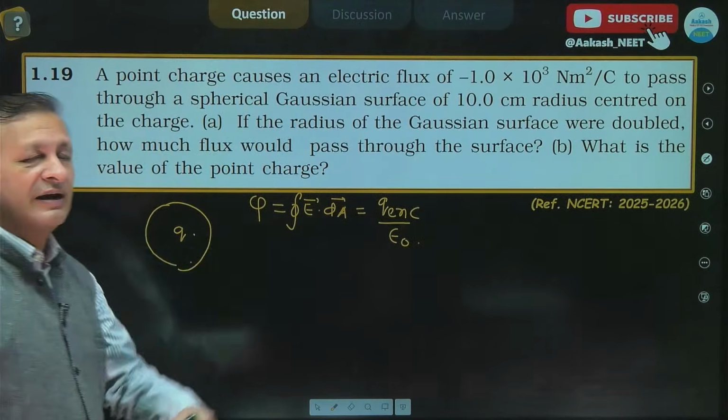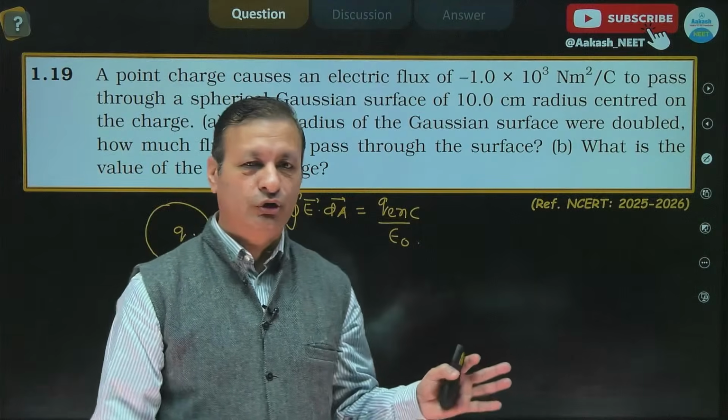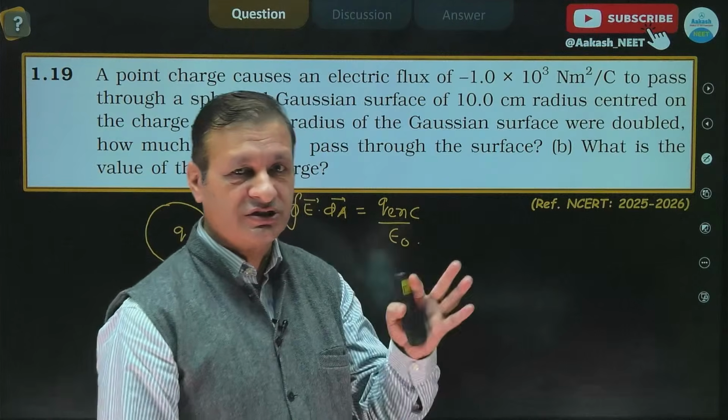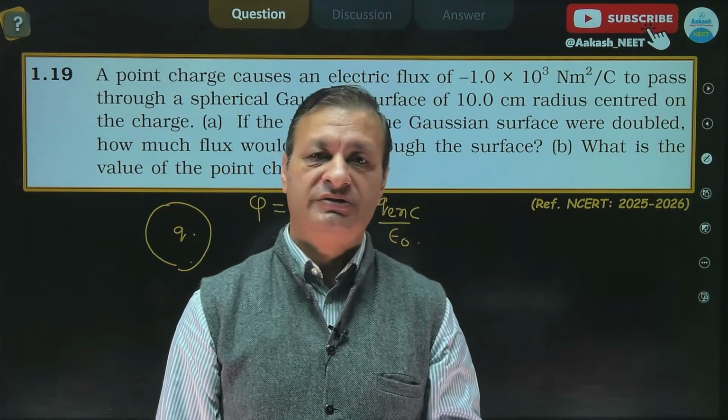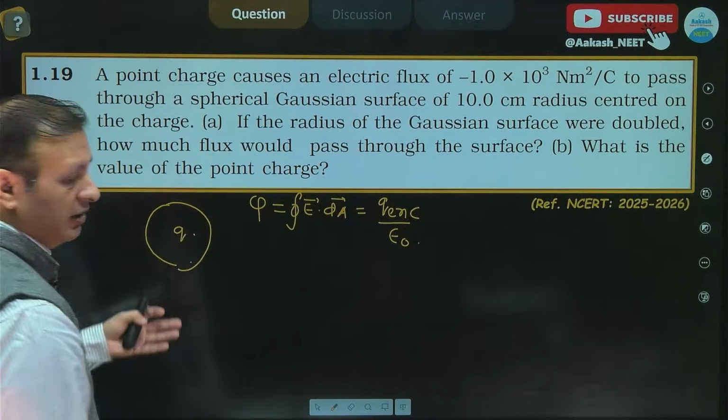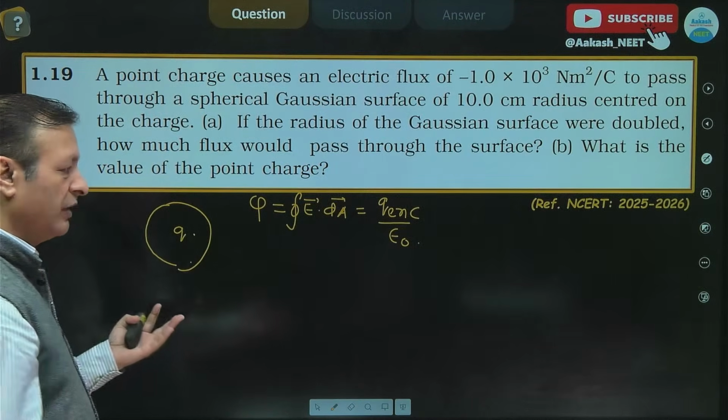And this law has clearly given to you that this flux through this closed surface would be independent of its shape and size. So had it been an irregular closed surface, then the flux would have been the same.